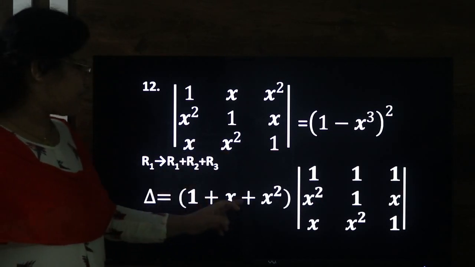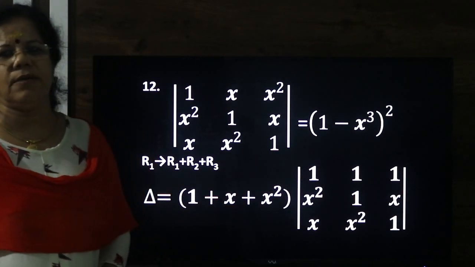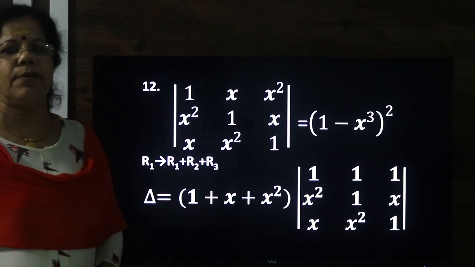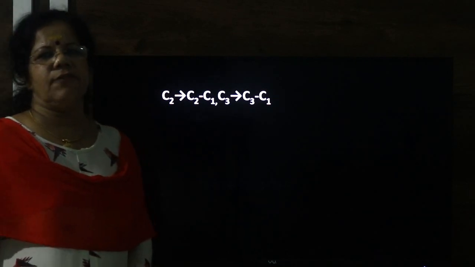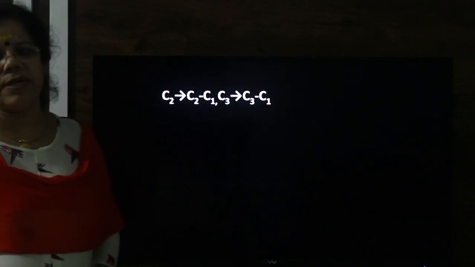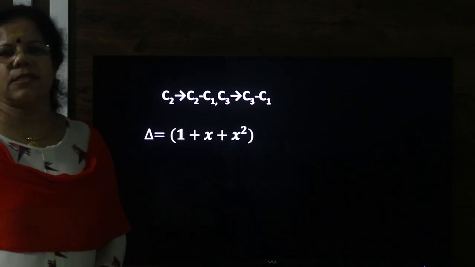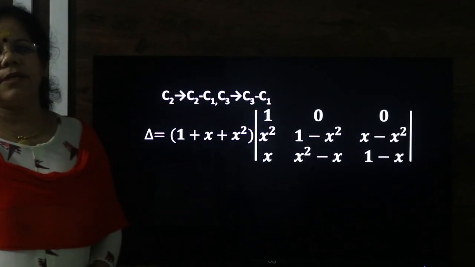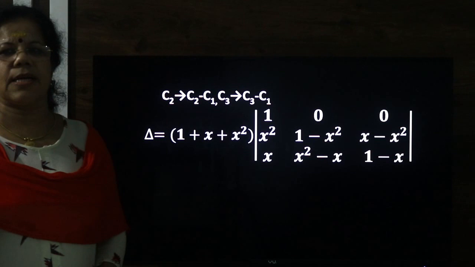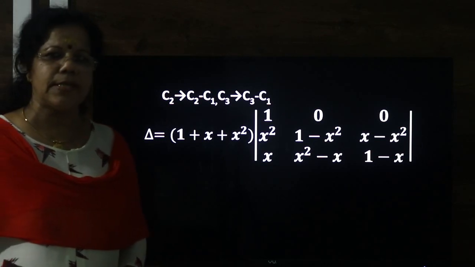Here R1 plus R2 plus R3, I told you 1 plus x square is common outside, and taking the first row it becomes 1 1 1. So next you can make this 1 1 1 into 1 0 0, let us see. Now we can see C2 changes to C2 minus C1, C3 changes to C3 minus C1. This way we make those 1 1 into 0. So what will you be getting? Already 1 plus x square is there outside. So in the resulting determinant, the second column's first entry becomes 0, the third column's also becomes 0. For that purpose only we have done the operation.